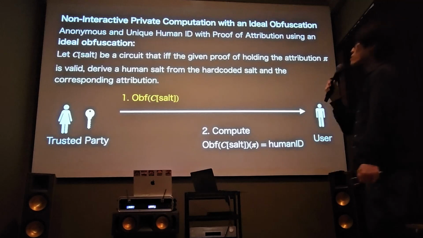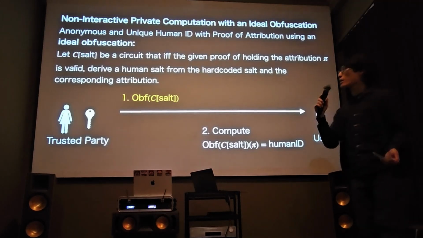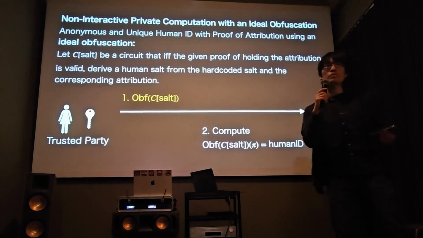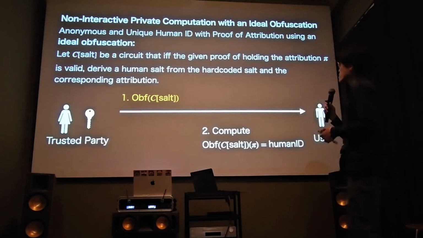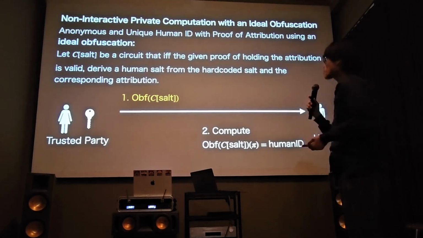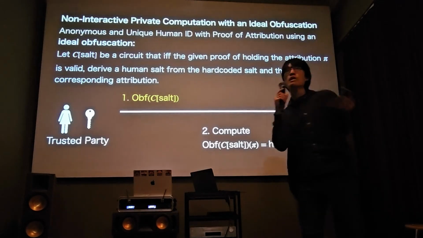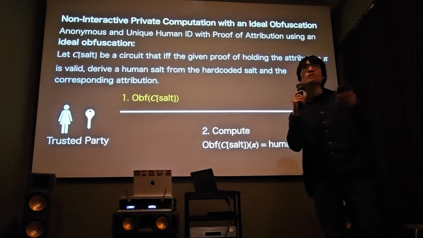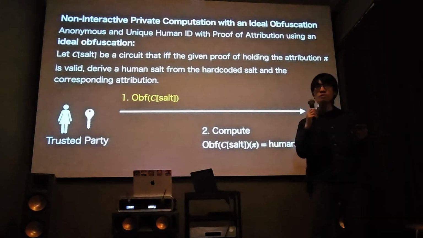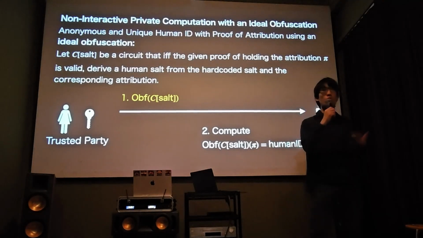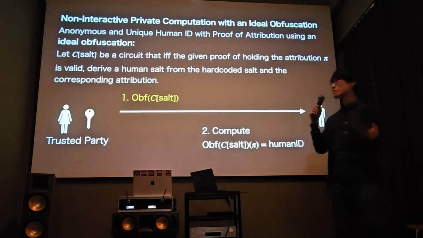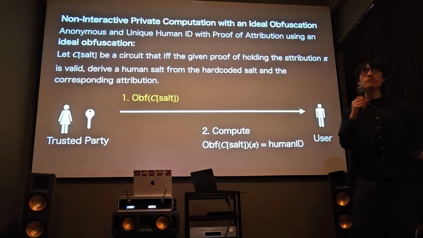So in the case of human ID computation, we consider a circuit where the salt is hard-coded, and it will first verify the given proof, and if the proof is valid, it computes the human ID using the hard-coded salt and the provided humanity attribution. And the trusted party only needs to construct this circuit with a hard-coded random salt and submit the obfuscation of this circuit. That's all.